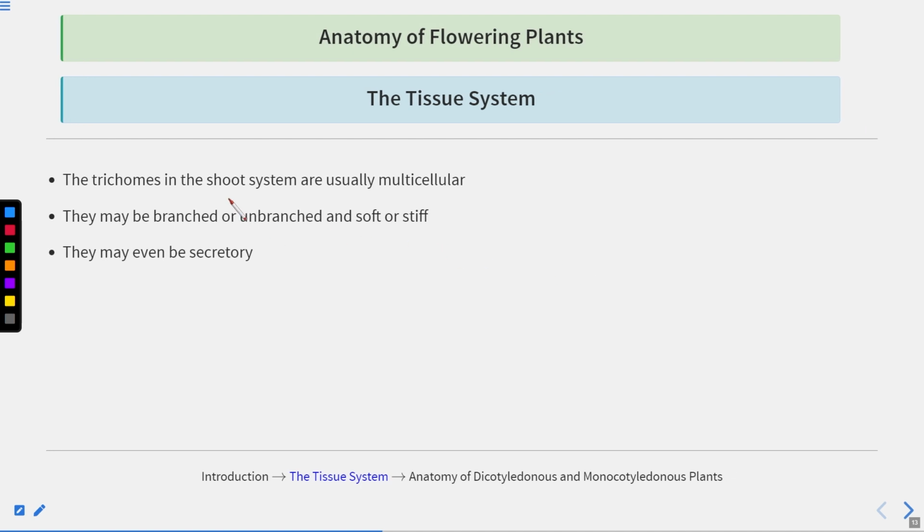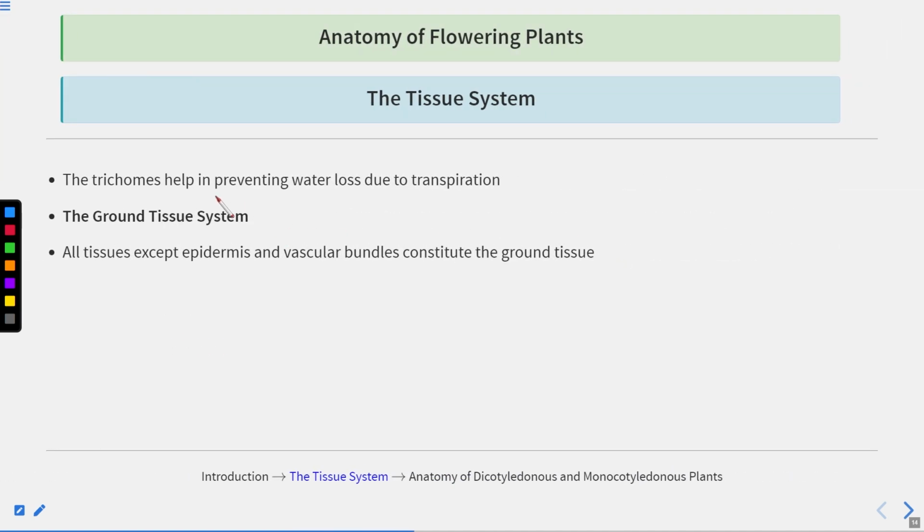Now these trichomes in the shoot system are usually multicellular, whereas in the case of the root system, the epidermal cells give rise to unicellular root hairs. In the shoot system, the trichomes are multicellular. They may be branched or unbranched, and soft or stiff. They may even be secretory. Sometimes these trichomes are secretory in structure.